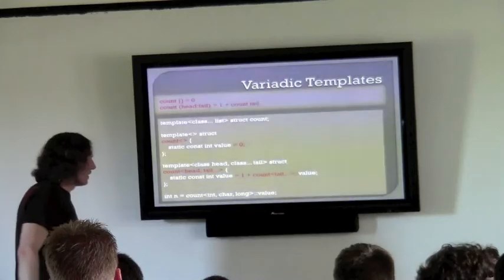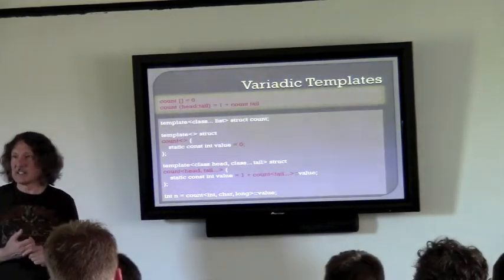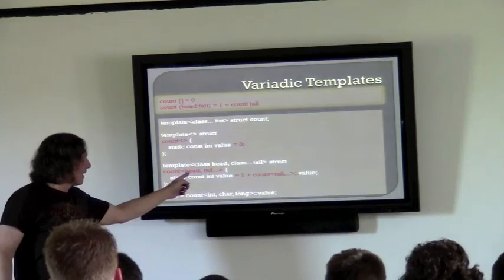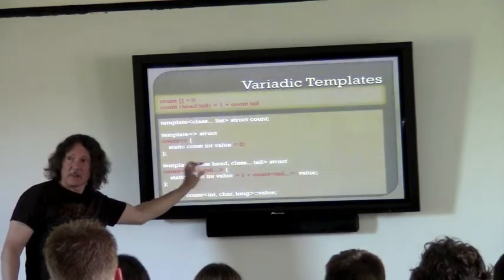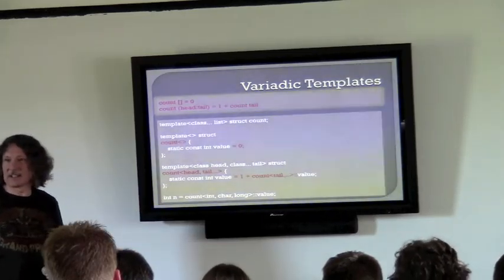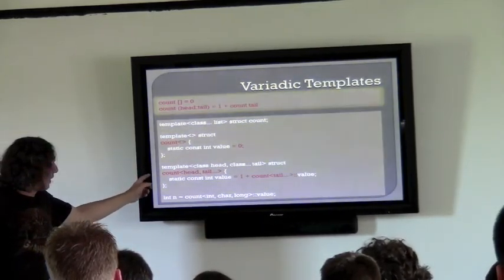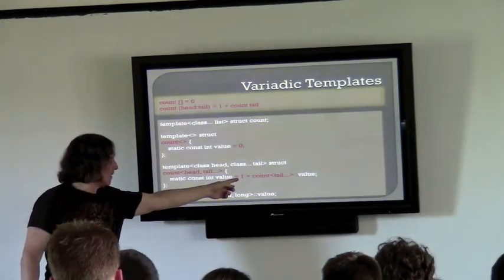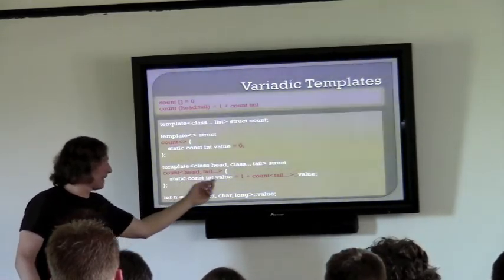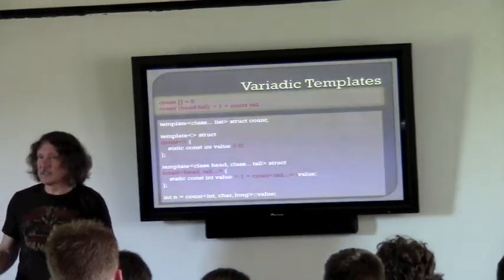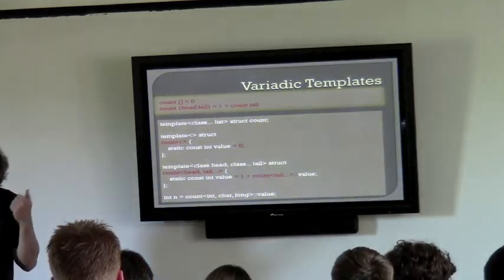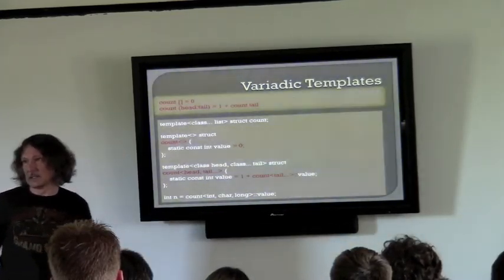And you have a second specialization in which you actually do pattern matching in C++ very nicely. You can pattern match a variadic pack with a head and another variable, which corresponds very nicely to Haskell. In that case, it returns 1 plus a recursive instantiation of the same template, but with the tail. Since you are recursively instantiating with shorter and shorter lists, eventually you will get to the first case, which will return 0, and you have counted all the elements of the list.